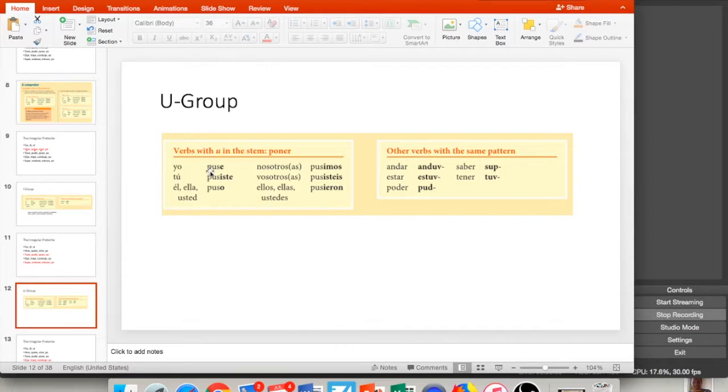The weird part about all of these is really just the stem changes. So poder becomes pud, poner became pus, saber becomes sup, tener becomes tuv, estar becomes estuv, and andar becomes anduv. So these are all here for you. And they're all irregular, all part of this U group. Notice because they all change in some way to get a U in their stem. So I wish there was a better way to tell you to learn these other than just to practice and memorize them, but that fortunately is the best way.